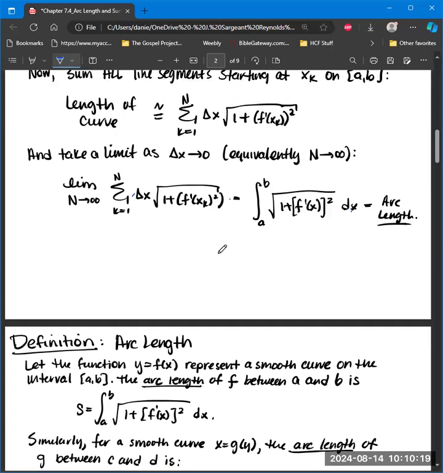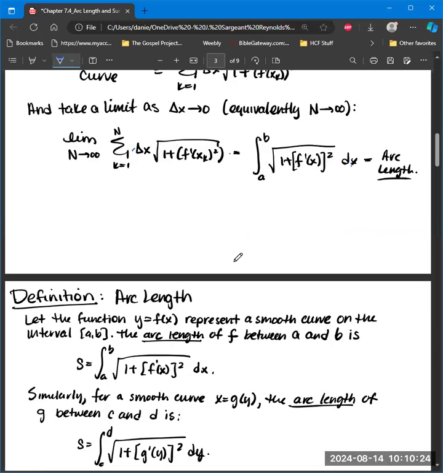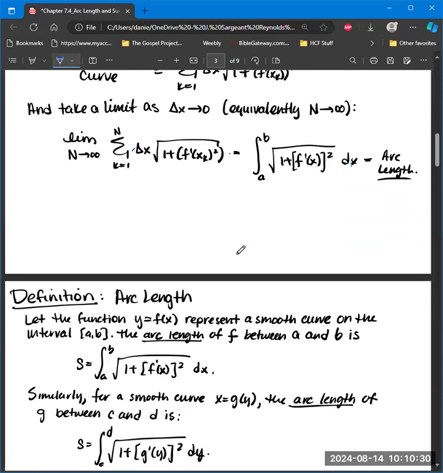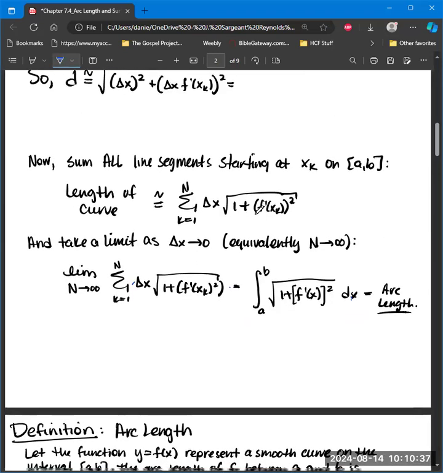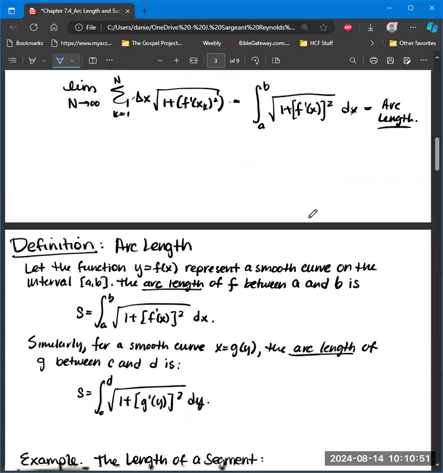Not super important for you to be able to prove that right now, but you just may be interested, where did that formula come from? There it is. It came from the Pythagorean theorem and from us doing linearization with delta y, and then the delta x that factored out became the dx that's out here, and that's why there's an f prime on the inside of the formula there for arc length.